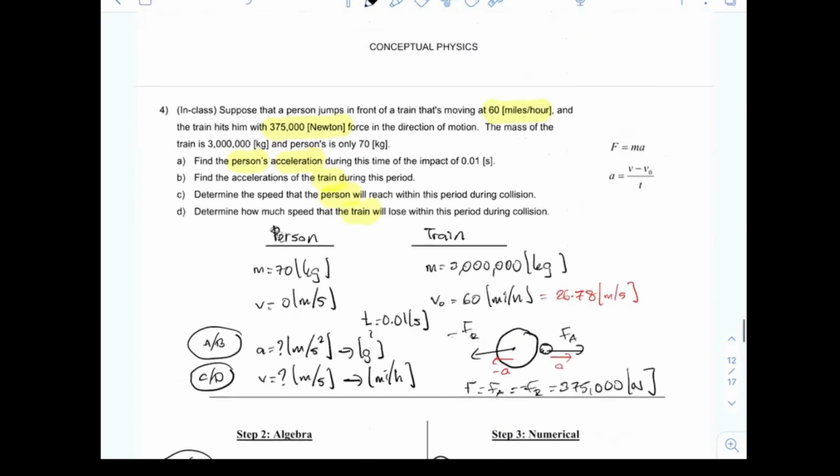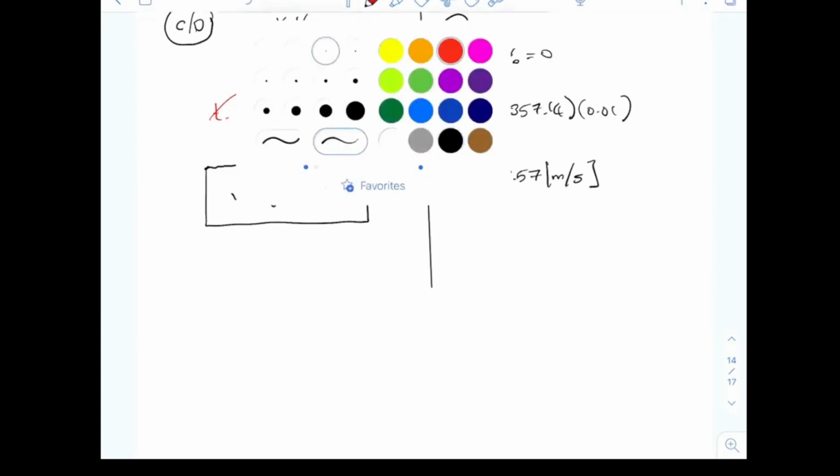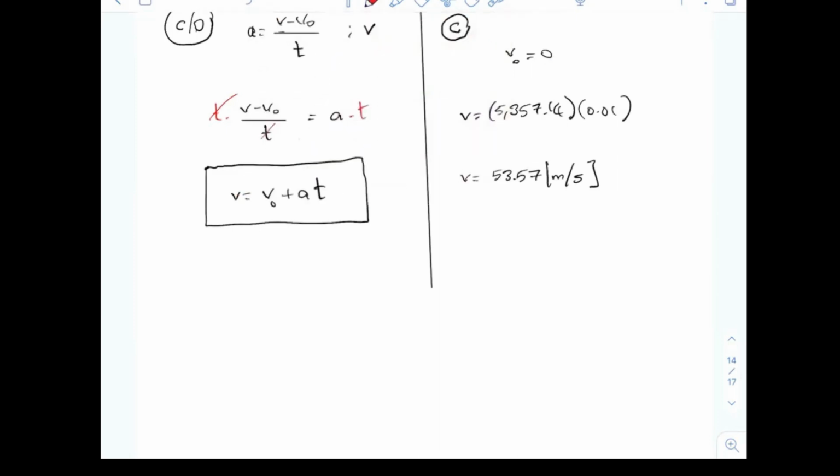This is 100th of a second. Okay, so what do we get? All right, so we end up getting 53.57 meters per second, right? Okay, convert this to miles per hour. And when you convert it to miles per hour, what do you get?